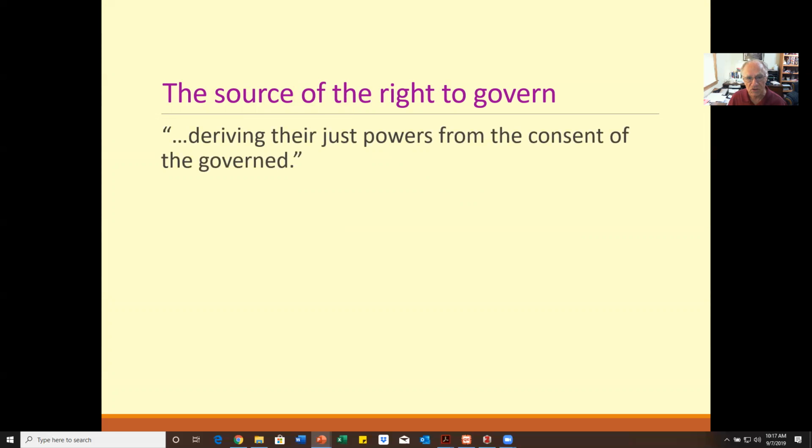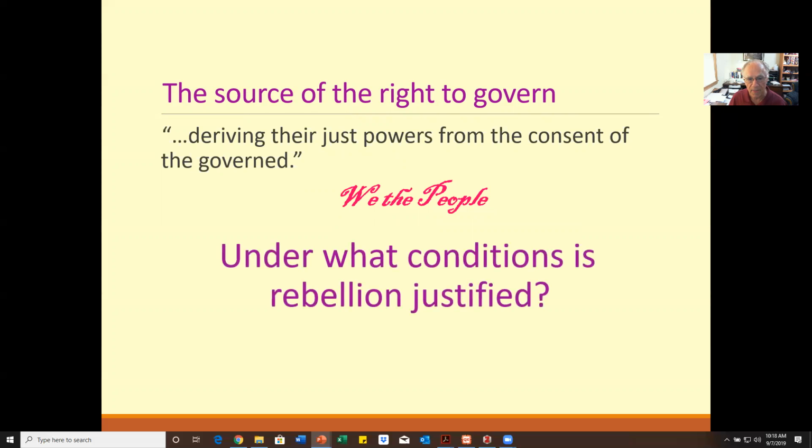What is the source of the right to govern? The Declaration says, deriving their just powers from the consent of the governed. We, the people. Government, its purpose is to protect our individual and corporate unalienable rights, and the power to do so comes from our consent, the consent of the governed. This was a revolutionary idea.